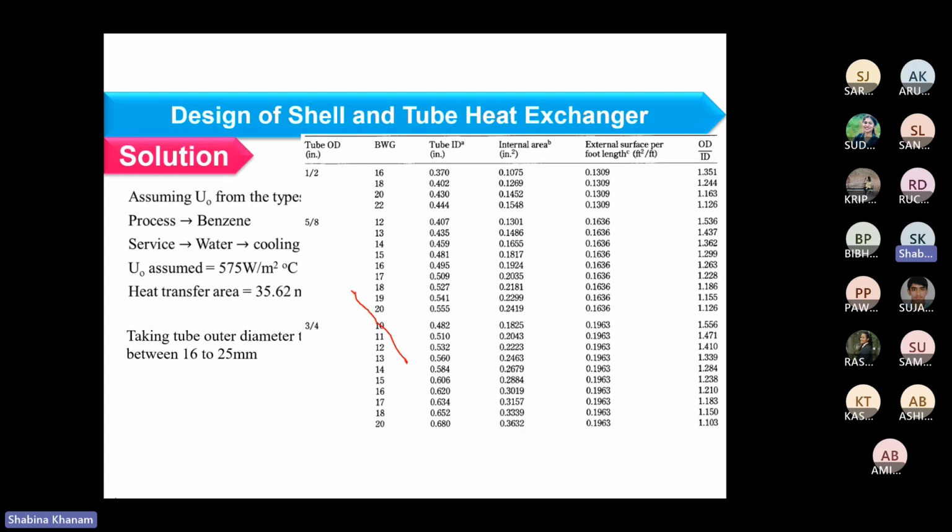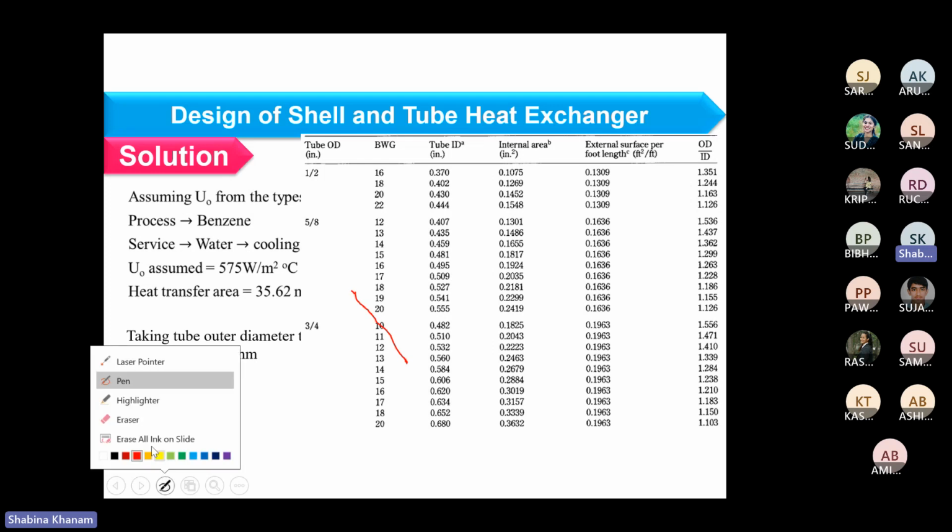Sorry for this line, I think we can erase it.